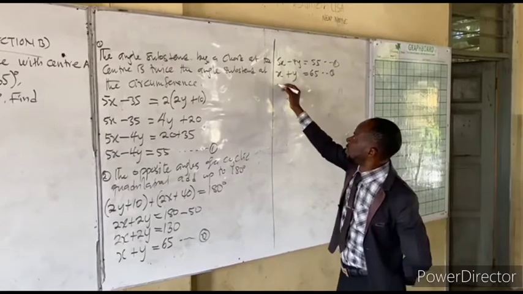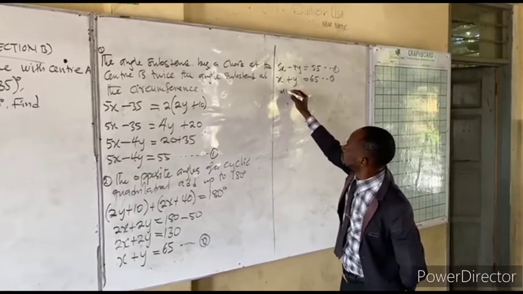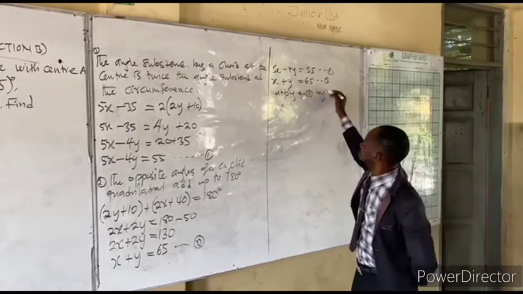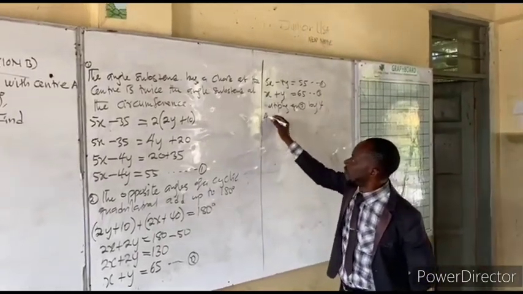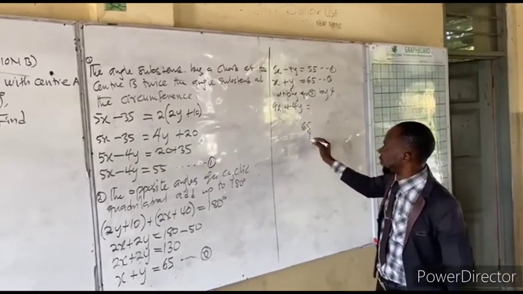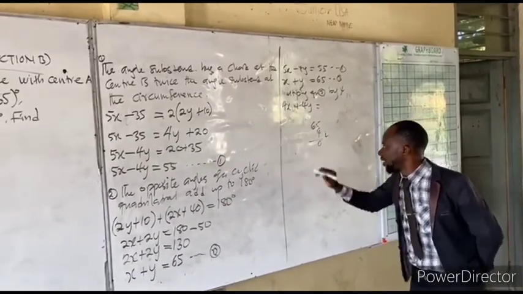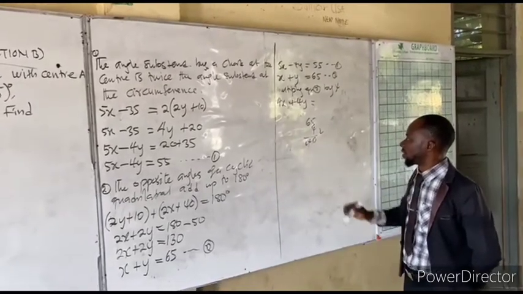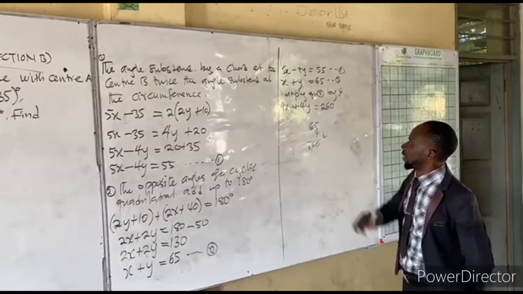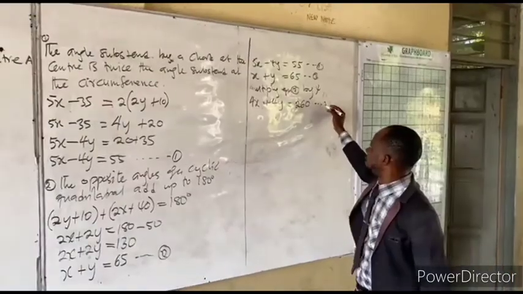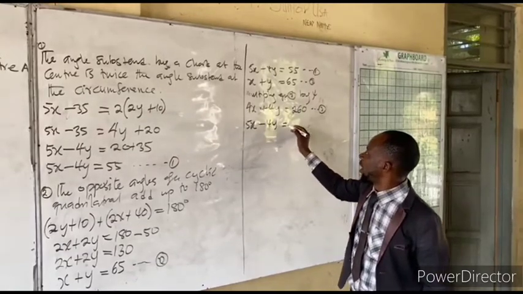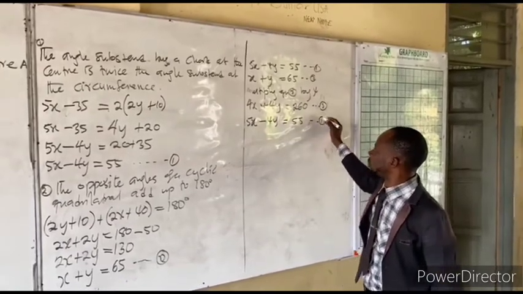That means multiply equation 2 by 4. So this becomes 4x plus 4y equals 65 times 4. We have 20, that's what? 240, no? 260. So 260 out there. Label this as equation 3. Put my 5x minus 4y equals 55, equation 1.